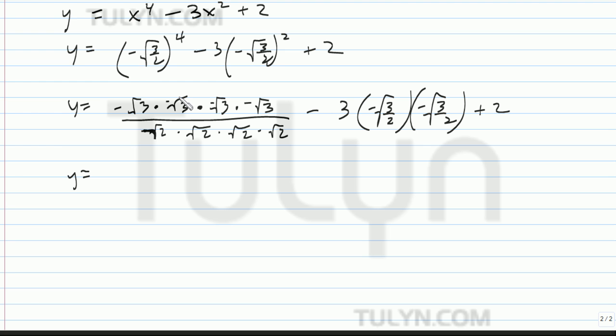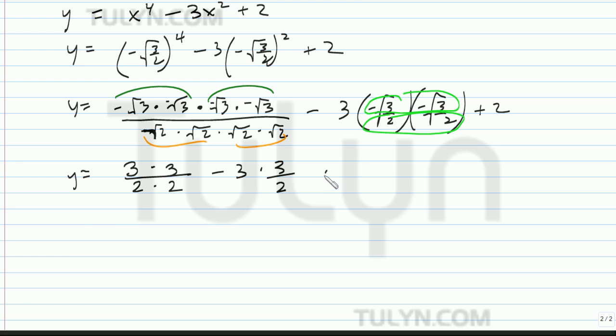And y equals, oh, I apologize. So it'll be negative radical 3 times negative radical 3, which is 3 times 3, over radical 2 times radical 2, which is 2 times 2, minus 3 times negative radical 3 times negative radical 3, which is going to be 3. And radical 2 times radical 2 is going to be 2. Just multiply numerator times numerator and denominator times denominator, plus 2. So y equals 9 fourths minus 9 halves plus 2.